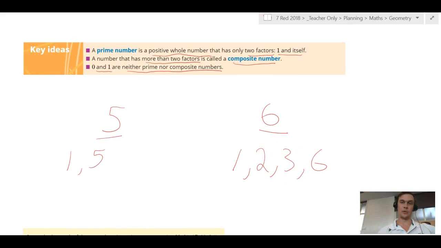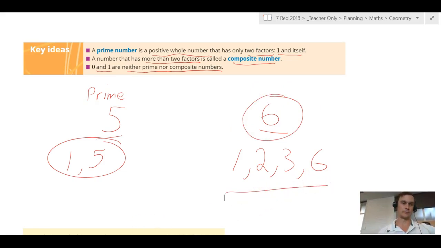So what I have here is a great example of a prime number. I'll write prime above 5 because it only has two factors, 1 and itself. So this number 5 here is a prime number, and 6 in the other case is composite because it has 4 factors. So that's basically how you determine if a number is prime or composite. You basically list the factors. If it has more than 2, then it's going to be composite. If it's only 1 and itself, then it's going to be a prime number.